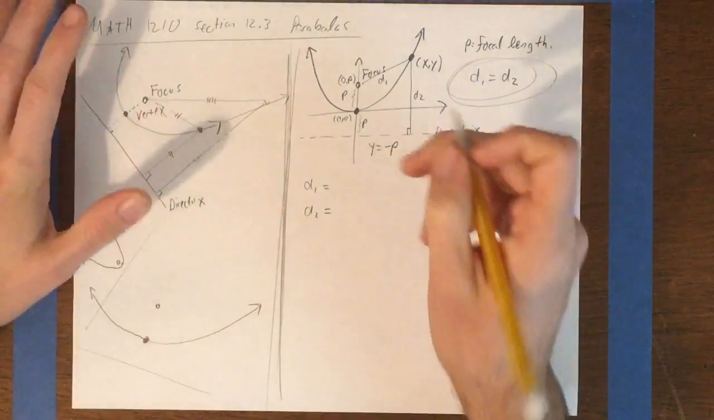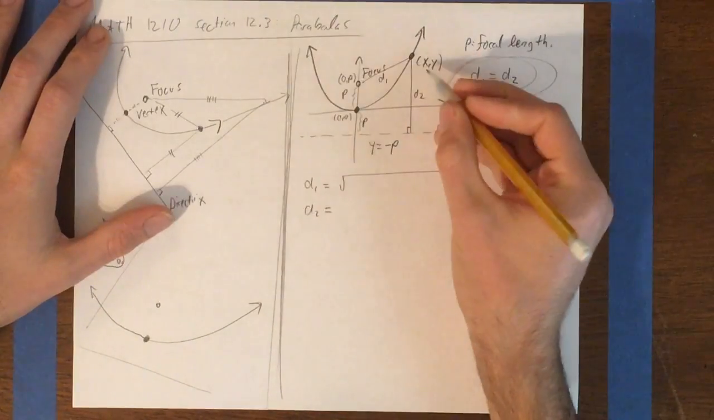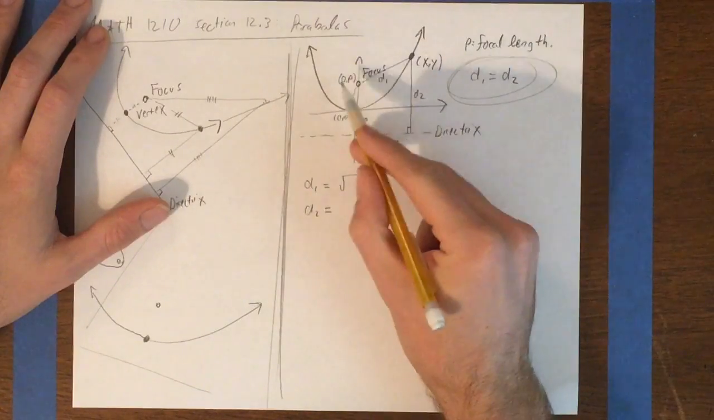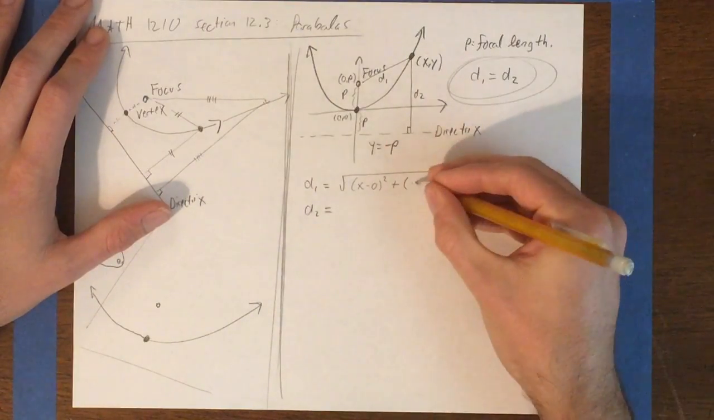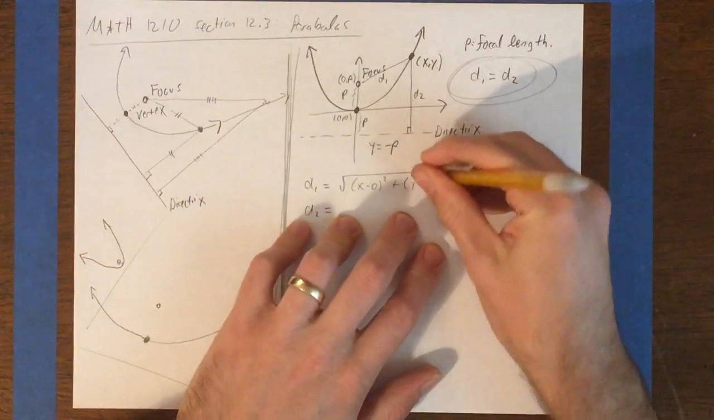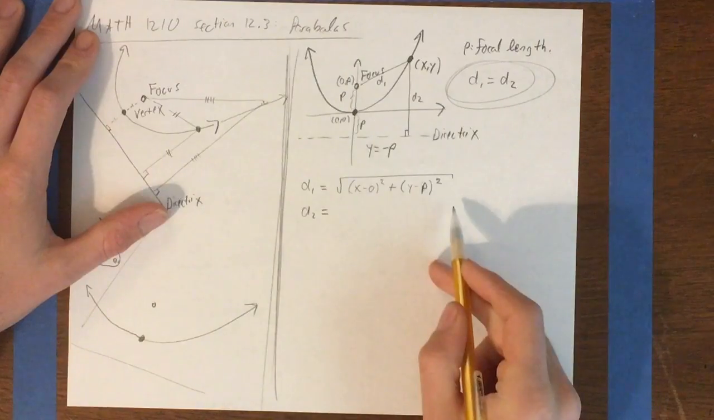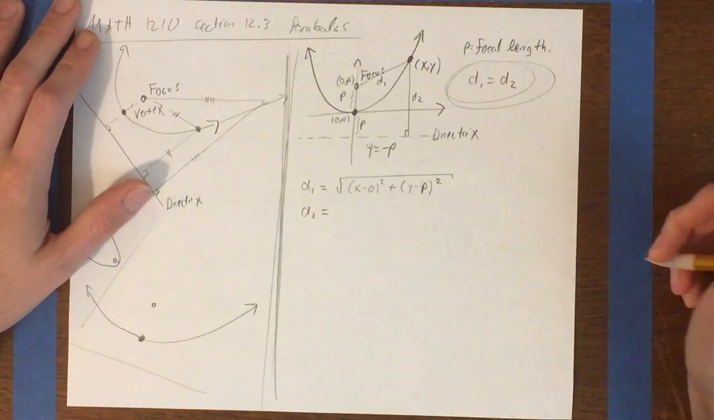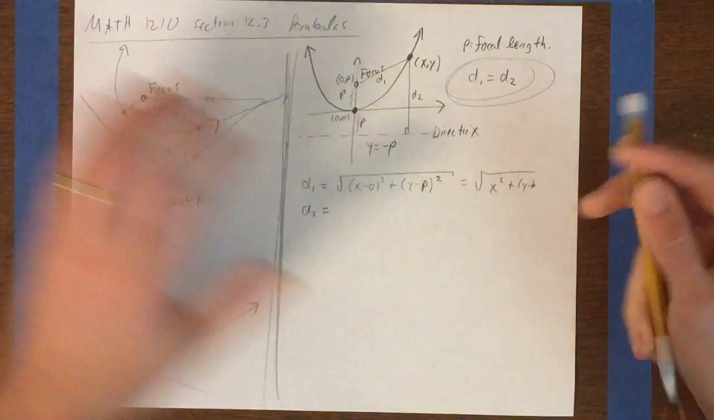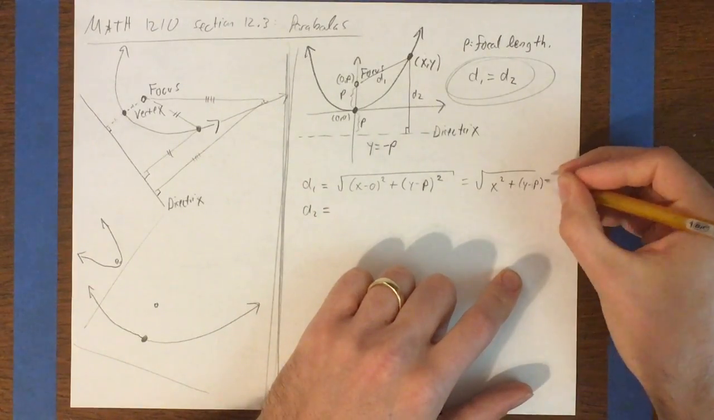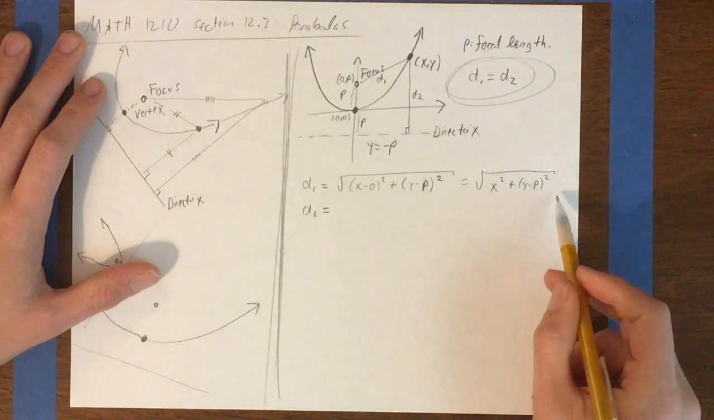Okay, so d1, the distance from xy to 0, p. Well, we can use the distance formula, right? xy to 0, p. So let's start with x minus 0 squared, and then plus y minus p squared. I'm sorry, I wrote b, but that's meant to be a p right there. So there's applying the distance formula to get the distance between those 2 points, just using their coordinates. Simplifying that up a little bit, x squared plus y minus p squared. There we go. So that's distance 1.